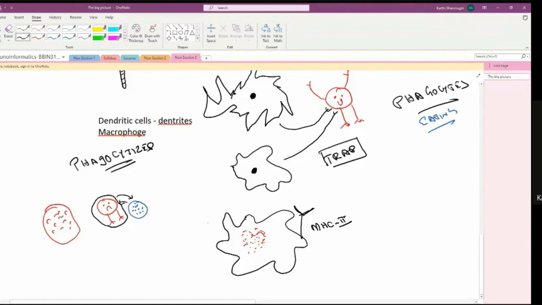After destroying the bacteria, this cell takes some pieces of that and presents them to this surface protein molecule called MHC2. Those red color spots, right? Those are the components of the pathogen, the bacteria or the virus.